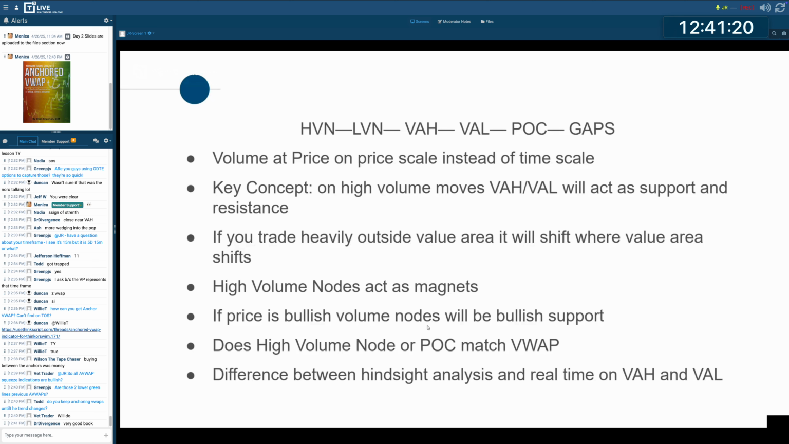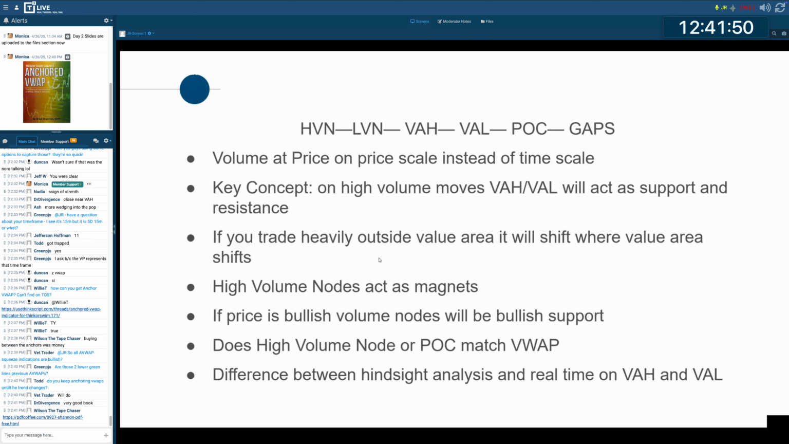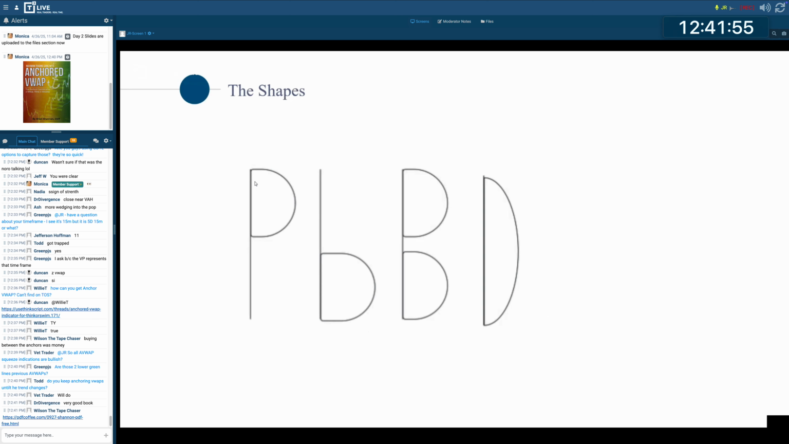Does a high volume node or point of control match up? Another fantastic confluence. When I see that, I usually take action. Difference between hindsight analysis and real time on value area high and value area low: VWAP is very much a real time analysis, whereas value area high and value area low develop throughout the day. You have to keep track of how those nodes fill out throughout the day. All right, so the shapes: the P, the B, the other B, and the D.